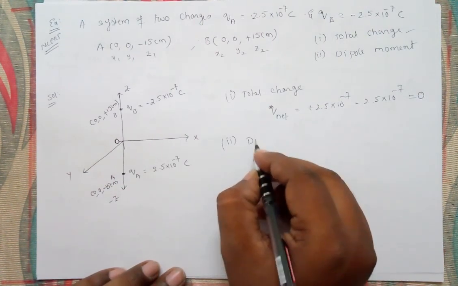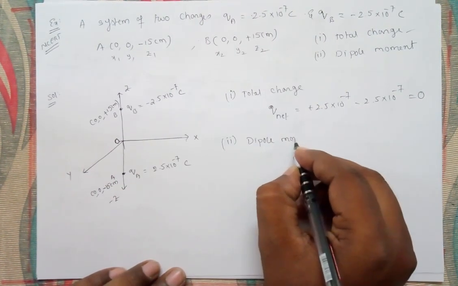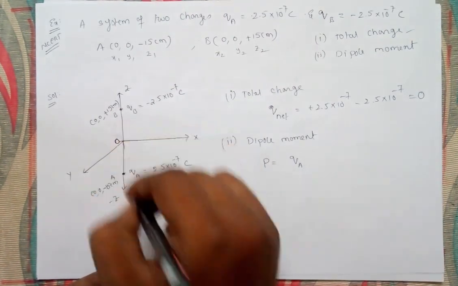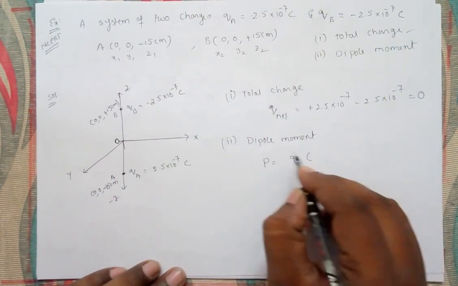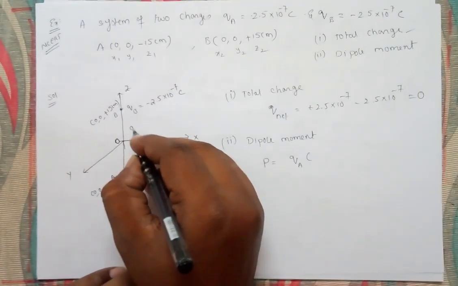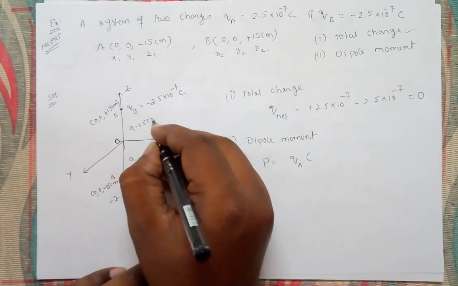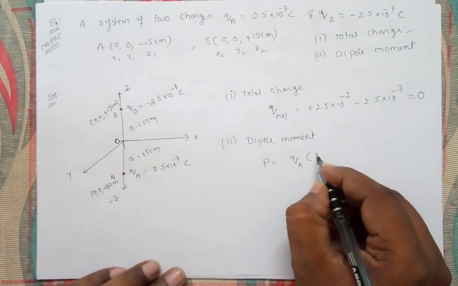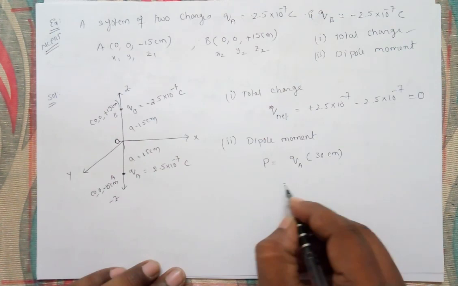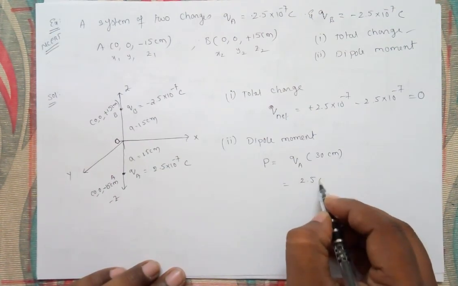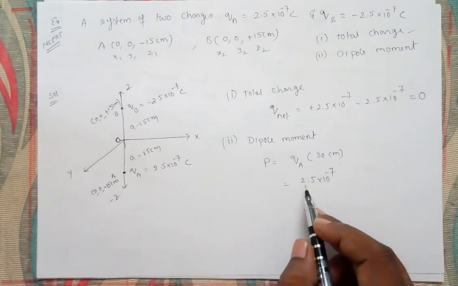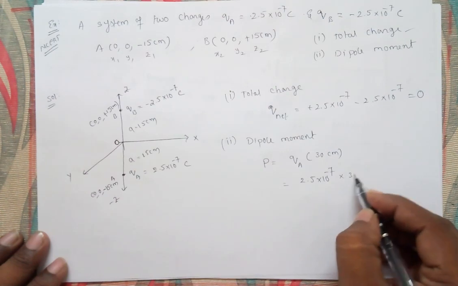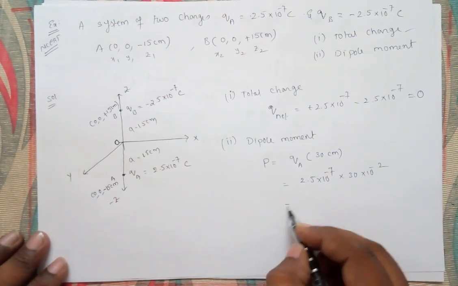So dipole moment is P equal to either charge QA or QB, because anyhow both are the same magnitude, into the distance between them. You observe the distance between them is here 15 centimeters, here 15 centimeters, totally it is 30 centimeters. Then we can write QA is 2.5 into 10 raised to minus 7. Don't take the sign here, only take the magnitude, and 30 centimeters means 30 into 10 raised to minus 2.